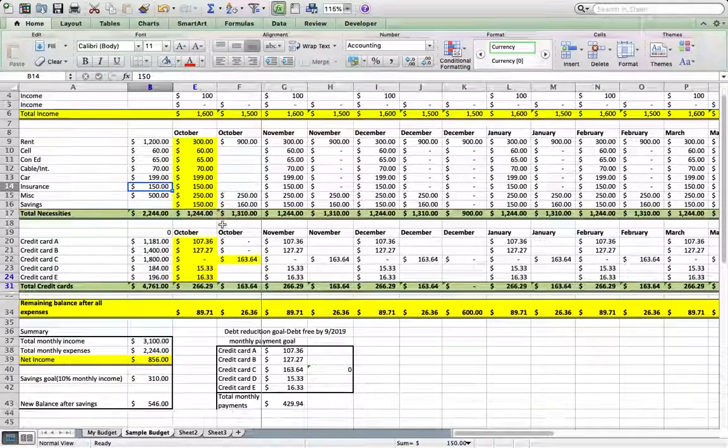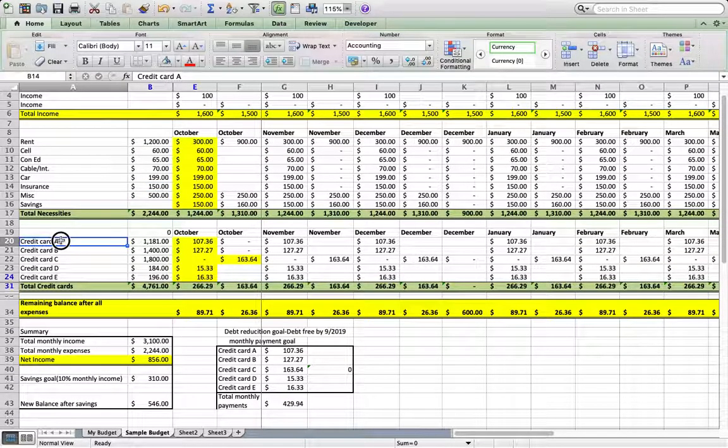Your next thing you need to do is you need to look at your credit cards if you have them and list those out. Now, this person, they have 5 credit cards, a total amount of $4,700 worth of debt. Now, these credit card balances are based on their most recent statement. This is just what we're going to use.